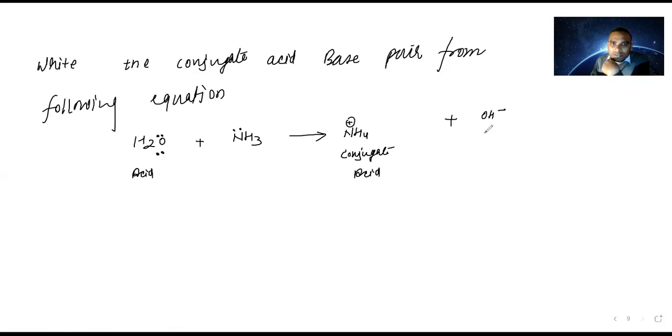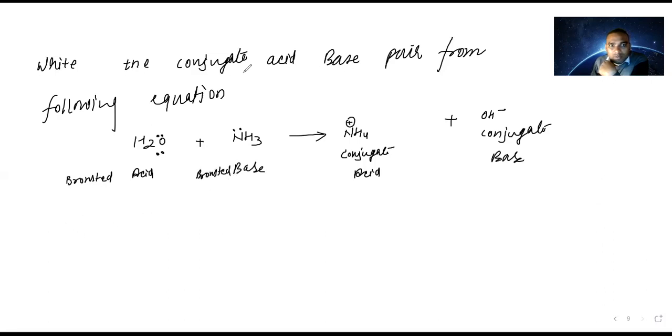So this is going to be the conjugate base. This is the conjugate base. This is acid and this is base. This is called Bronsted acid, because here a medium is not required. Bronsted acid. This is going to be Bronsted base.